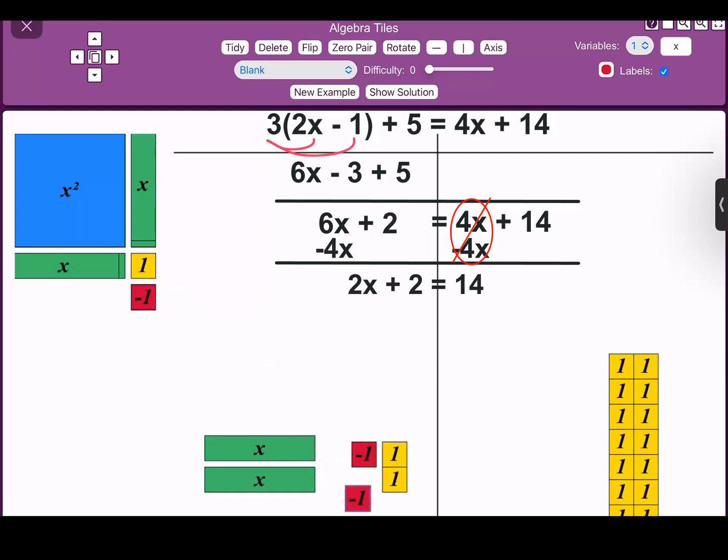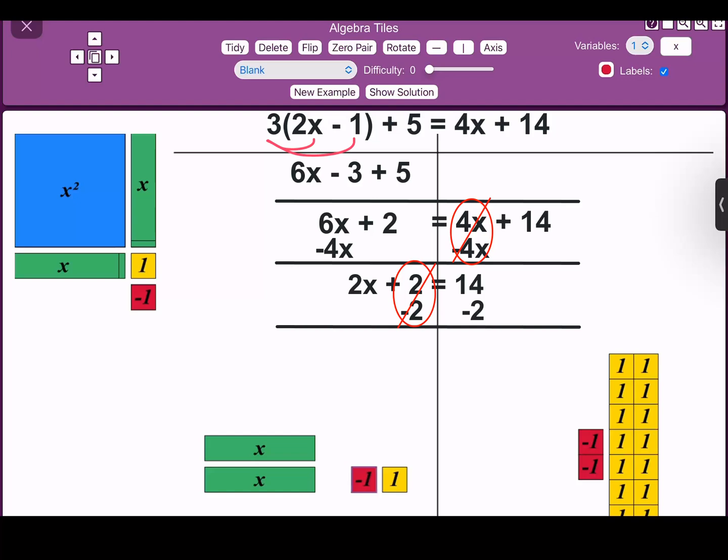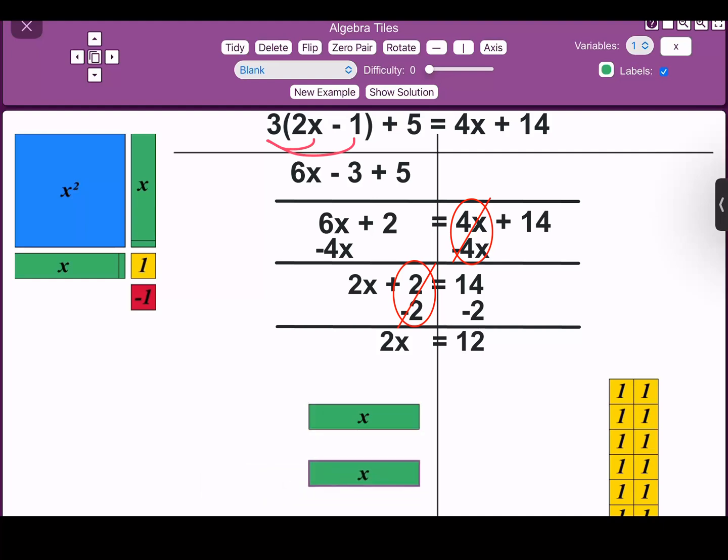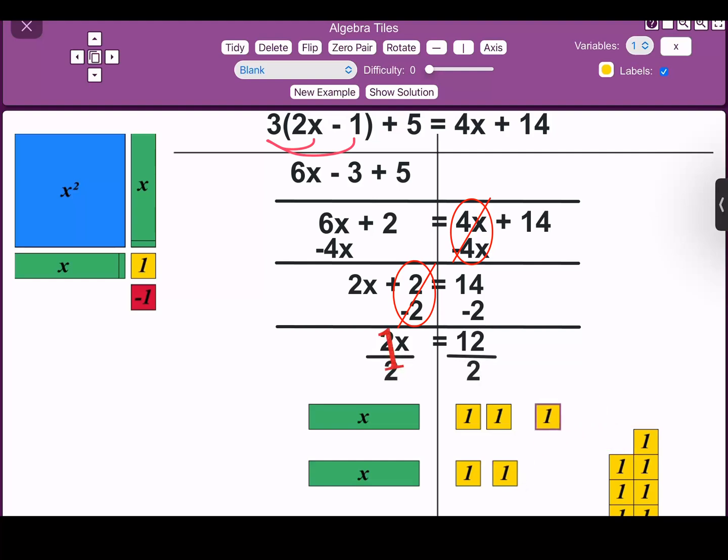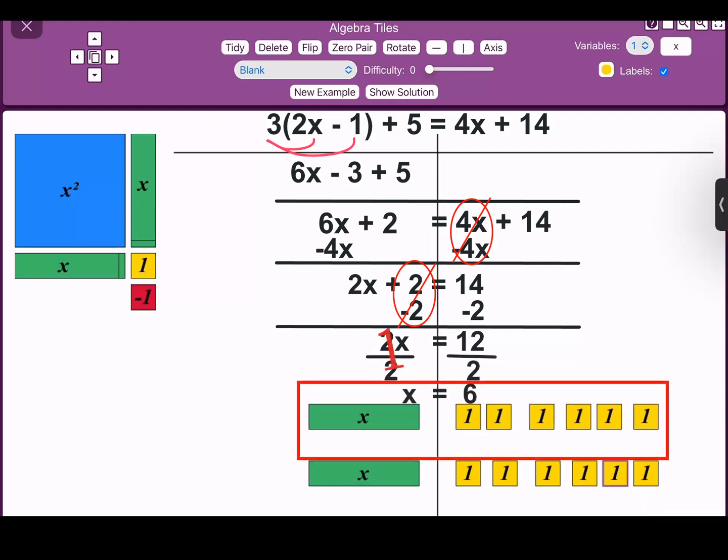Next, I want to eliminate these 2 positive unit tiles on the left. So I'm going to add 2 negatives to the left, and then I need to remain balanced. So I'm going to add 2 negatives to the right and eliminate any 0 pairs I form. Next, I want to create my equal groups. Since I have 2 x's, I'm going to separate these into 2 equal groups of 1x so I can find the value of only 1x. I'll take my 12 unit tiles and distribute them equally until I run out. And you can see here my final solution is x equals 6.